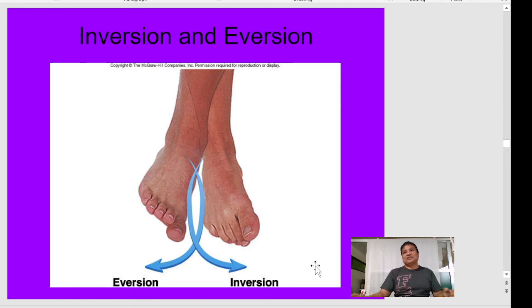Then you have your eversion and inversion, that is in the foot. Usually we look at the big toe. If you move your big toe towards your ankle, on the opposite side, that is what we call inversion. If you're going to move it away from that, that is eversion.